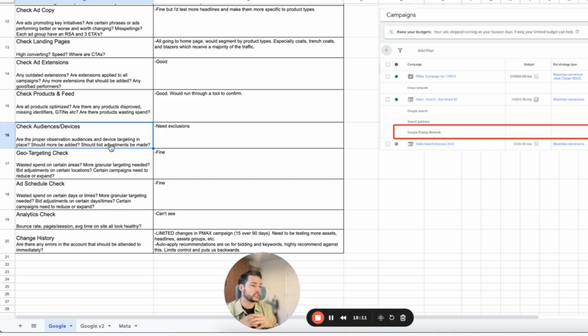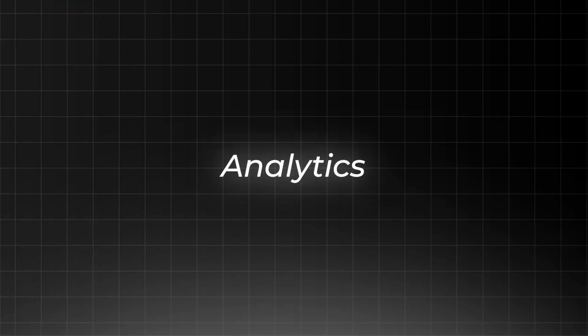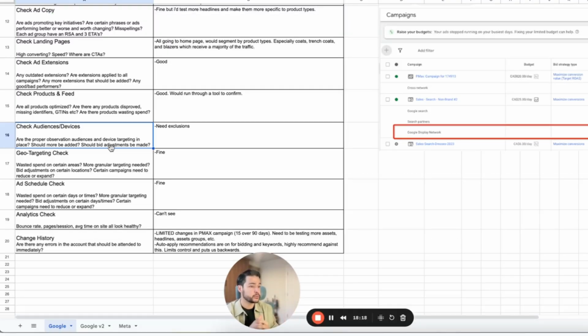In addition to this, you're going to want to look at analytics. So you would want to pipe in GA4 and connect that. Please make sure you connect that, because now you'll be able to see in your Google Ads account bounce rate, pages per session, average time on site. Does this all look healthy? This is a quick way for me to see, especially if we're running lead gen or heck, even e-commerce, if the bounce rate's way too high, there might be something wrong with our traffic, right?